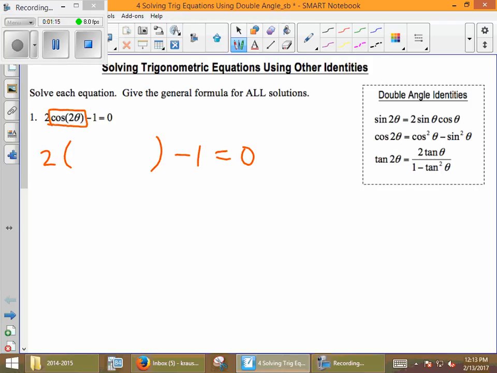We have to go over to our double angle identities and say, okay, well, cosine of 2 theta equals this: cosine squared minus sine squared. So just like we were doing last week with the Pythagorean identities, if you see something that's equivalent, you can just substitute it back in. So this is going to go in where cosine of 2 theta was.